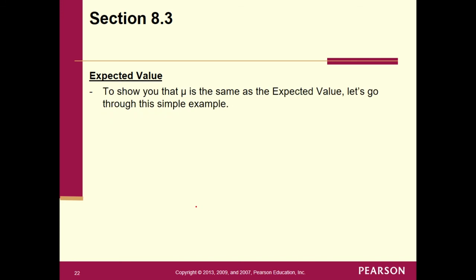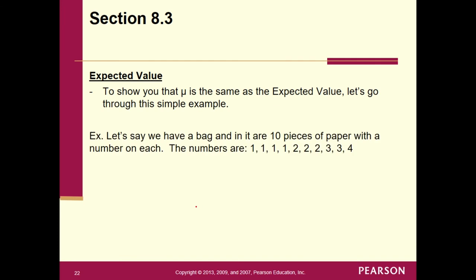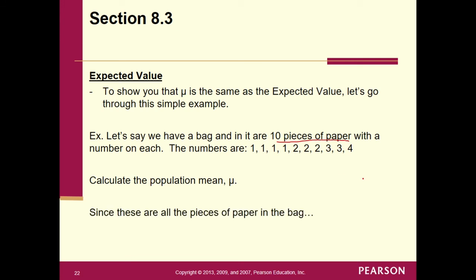Now, to show you that mu is the same as the expected value, let's go through this simple example. Let's say that we have a bag, and in this bag we have 10 pieces of paper, with a number on each one of them. The numbers on the pieces of paper: we have 4 1s, 3 2s, 2 3s, and 1 4. So let's go ahead and calculate the population mean, okay? And we know how to do that. Since these are the only 10 pieces of paper in the bag, that's our population. We can add up those values and divide by 10, and we get 2. So the mean value of these numbers turns out to be 2.